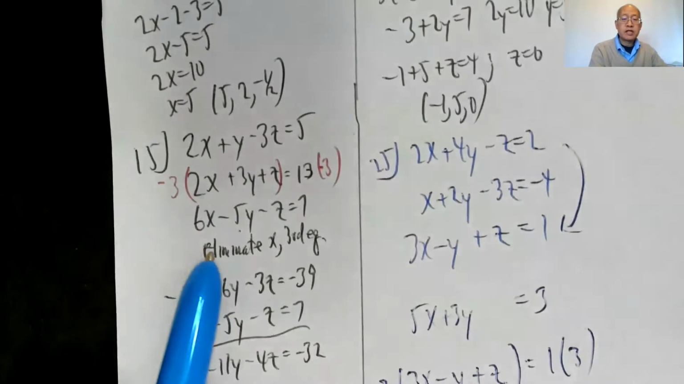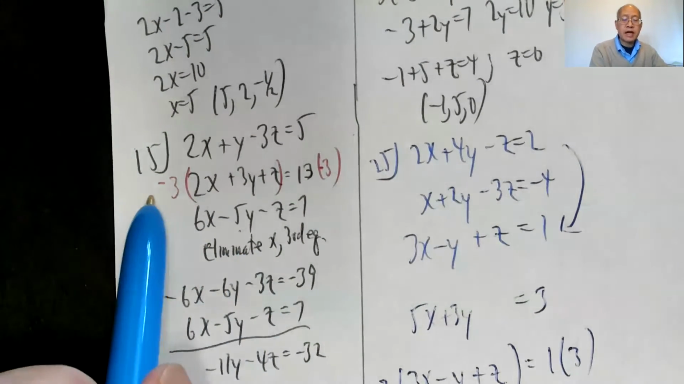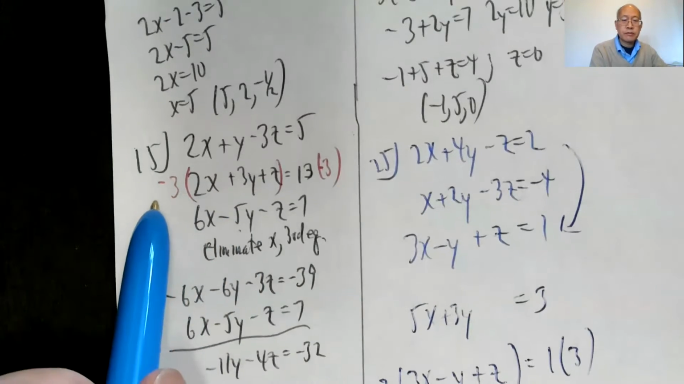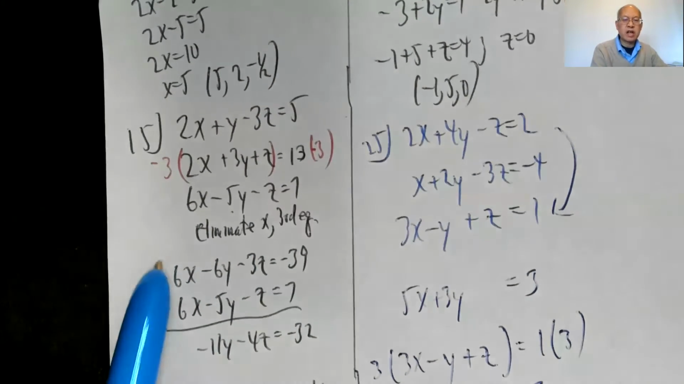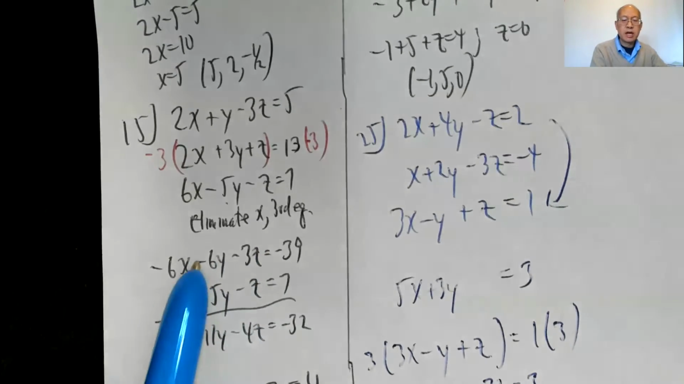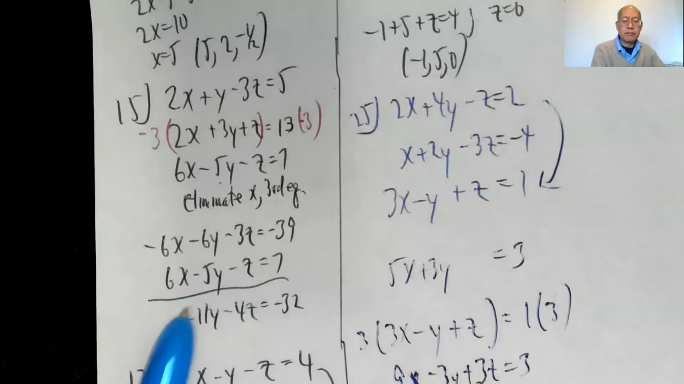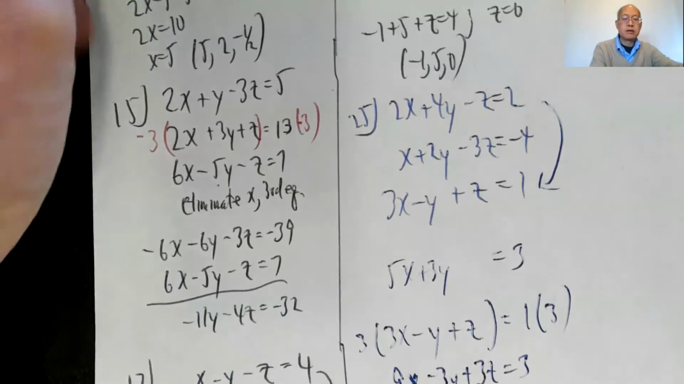Okay. 15, it says to eliminate x in the third equation. So I multiply the second equation by negative 3, negative 6x minus 6y minus 3z equals negative 39. And when I add it to the third equation, x drops out. Okay, and that's all they asked to do, just eliminate x in the third equation.